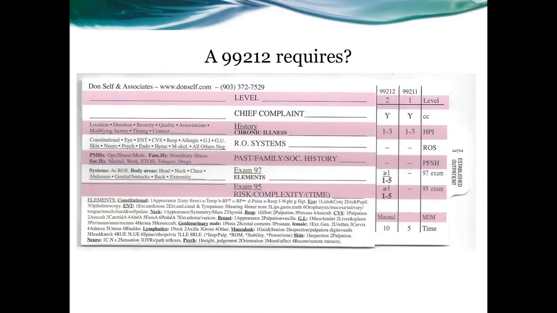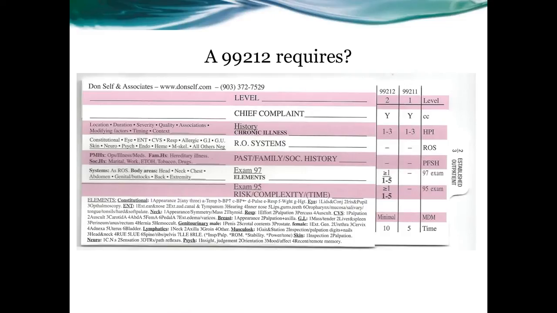So then we slide it out a little bit further, and the slide rule shows us for 99212, again, chief complaint, 1 to 3 history, no review of systems, no past family social. But under exam 97, you're required to have 1 or greater systems or body areas. Notice right here: head, neck, chest, abdomen, genital, buttocks, back, extremities. That gives you 10 body areas. If you're only counting 7 and you're forgetting that you have 4 extremities, you can count each. 1 to 5 exam elements.